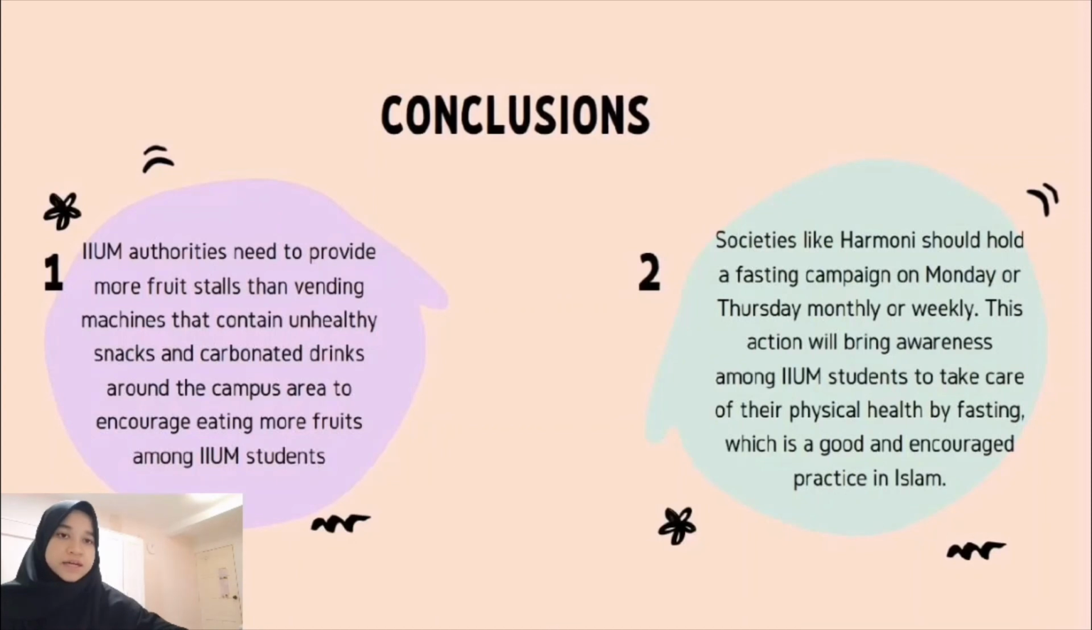Next, conclusions. There are some suggestions that the IIUM authorities and societies need to reconsider in order to encourage healthy eating in IIUM students. The first one is IIUM authorities need to provide more fruit stalls than vending machines that contain unhealthy snacks and carbonated drinks such as Coca-Cola and Pepsi around the campus area to encourage eating more fruits among IIUM students. Next, the second suggestion is societies like Harmony should hold a fasting campaign on Monday or Thursday, monthly or weekly. This action will bring awareness among IIUM students to take care of their physical health by fasting, which is a good and encouraged practice in Islam.